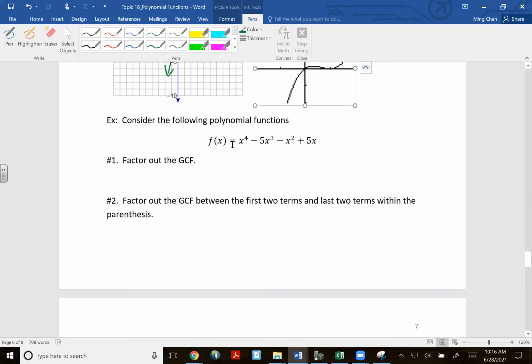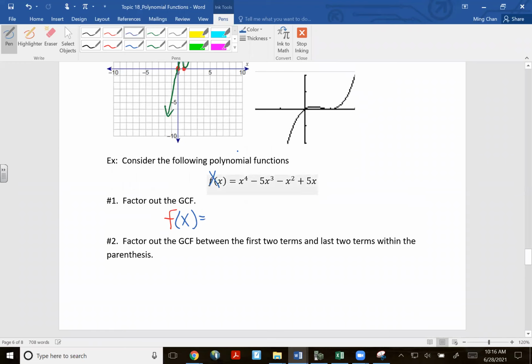All right, let's try another one. This is x to the fourth. Factor out the greatest common factor if there is one. There is a greatest common factor between these four terms, which is x. So my f of x is equal to, once I factor out x, I should end up with x to the third minus 5x squared minus x plus 5.